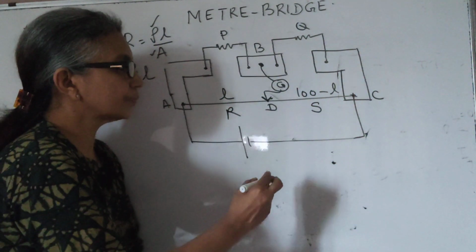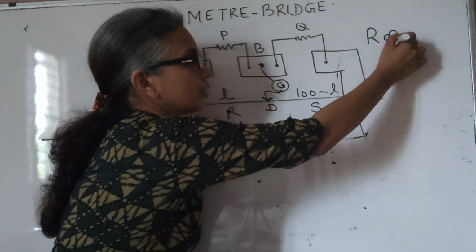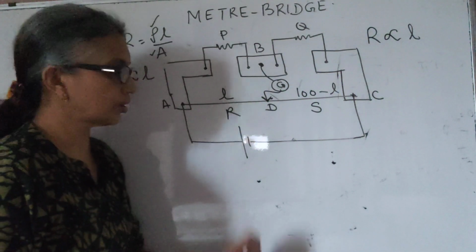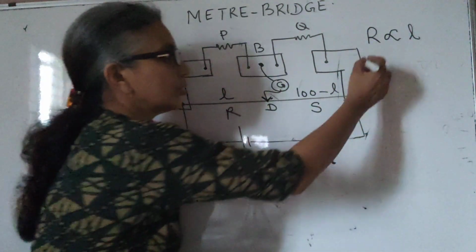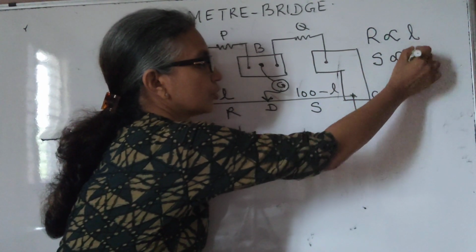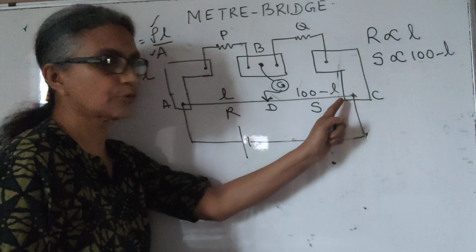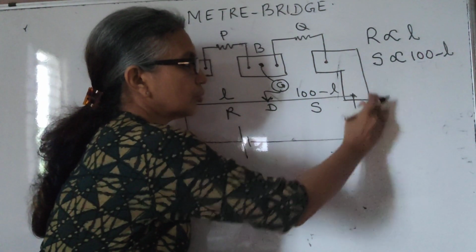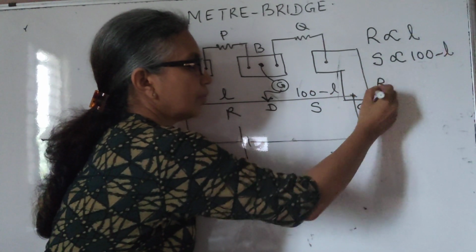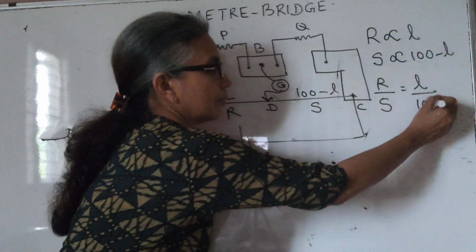Now we may write R is proportional to L, right? Because here we know this R is proportional to the length L. We also know that this S is proportional to 100 minus L, because this length of wire is proportional to the resistance S. If I divide the two, then I know R by S must be equal to L by 100 minus L.